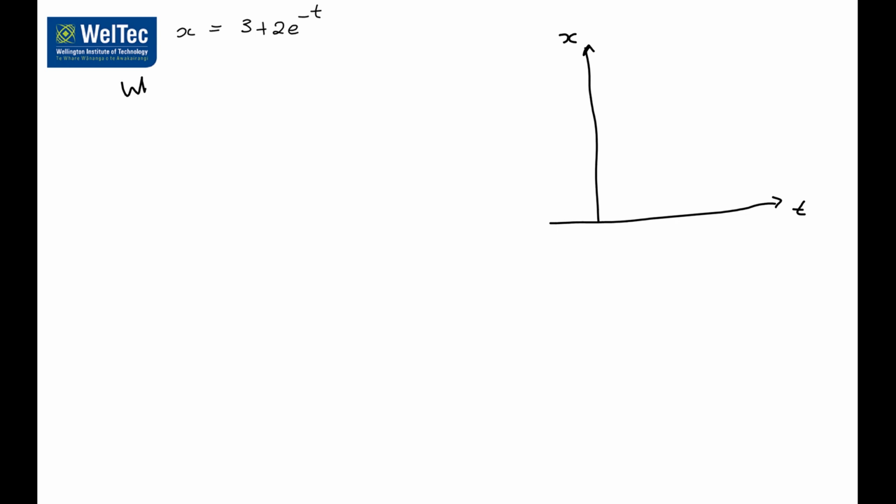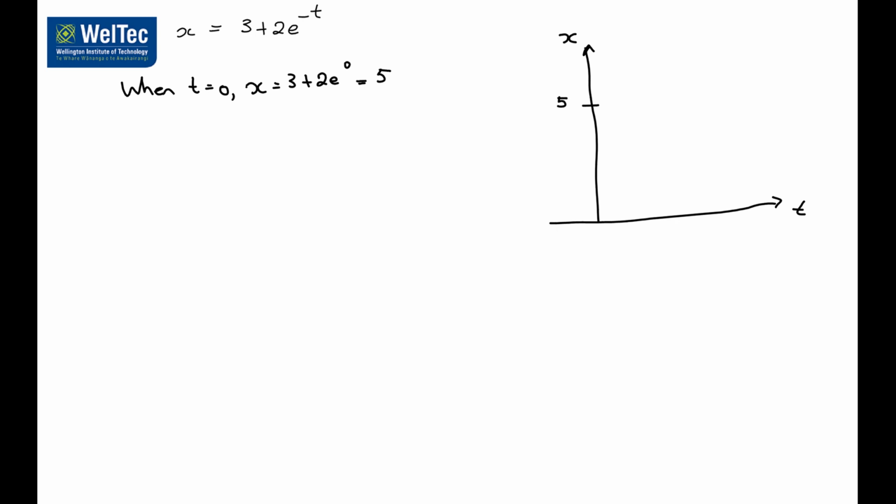When t equals 0, then x is equal to 3 plus 2e to the 0. 2e to the 0 is going to be 2, so it would be 3 plus 2, which is 5. So the vertical intercept is going to be 5.